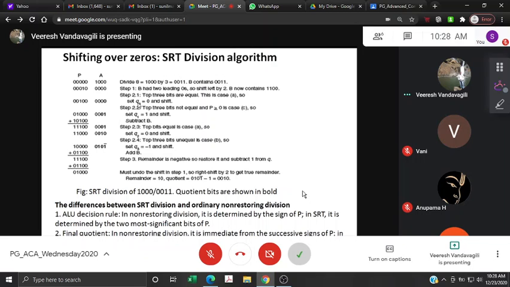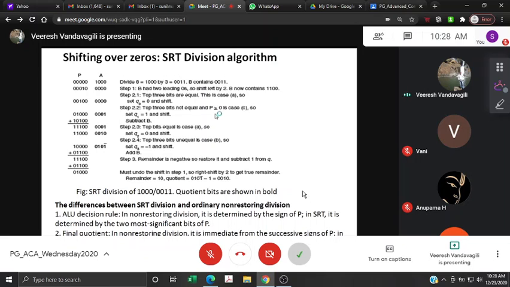So that's setting Q0, the quotient bit, equal to 1, and shifting one bit left. That's why the quotient bit gets added here and shifted one bit left. Again, step 2.2, checking the condition: are the top three bits equal?